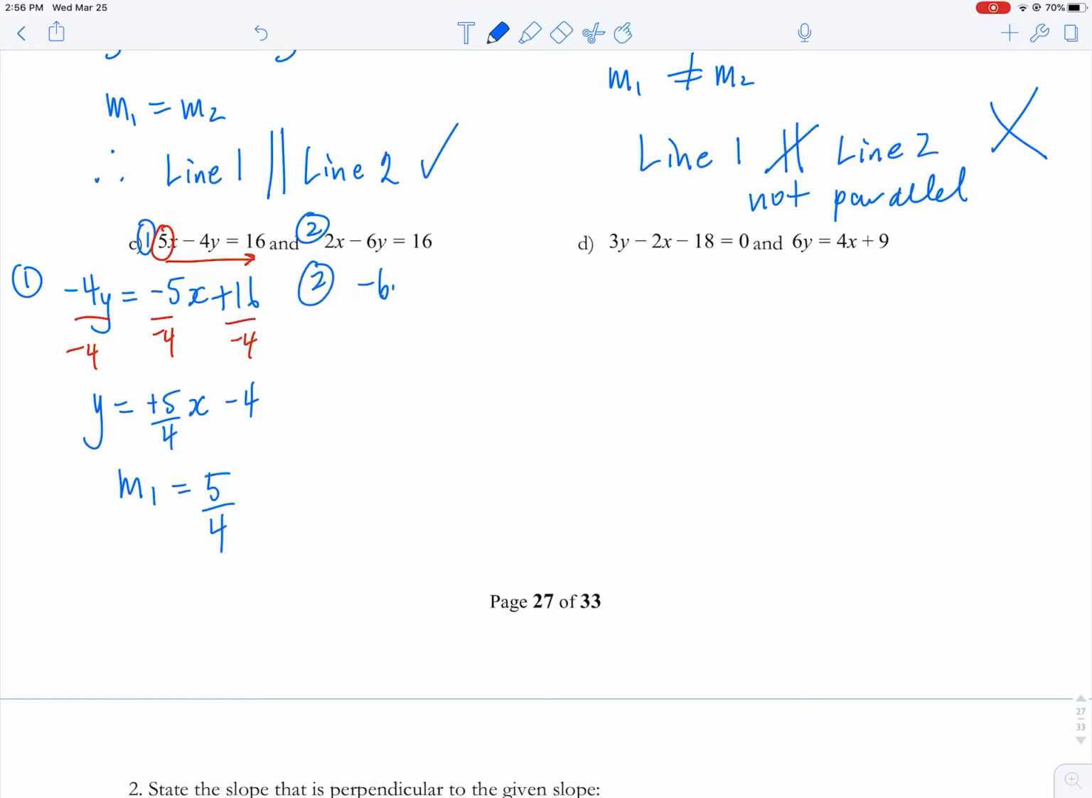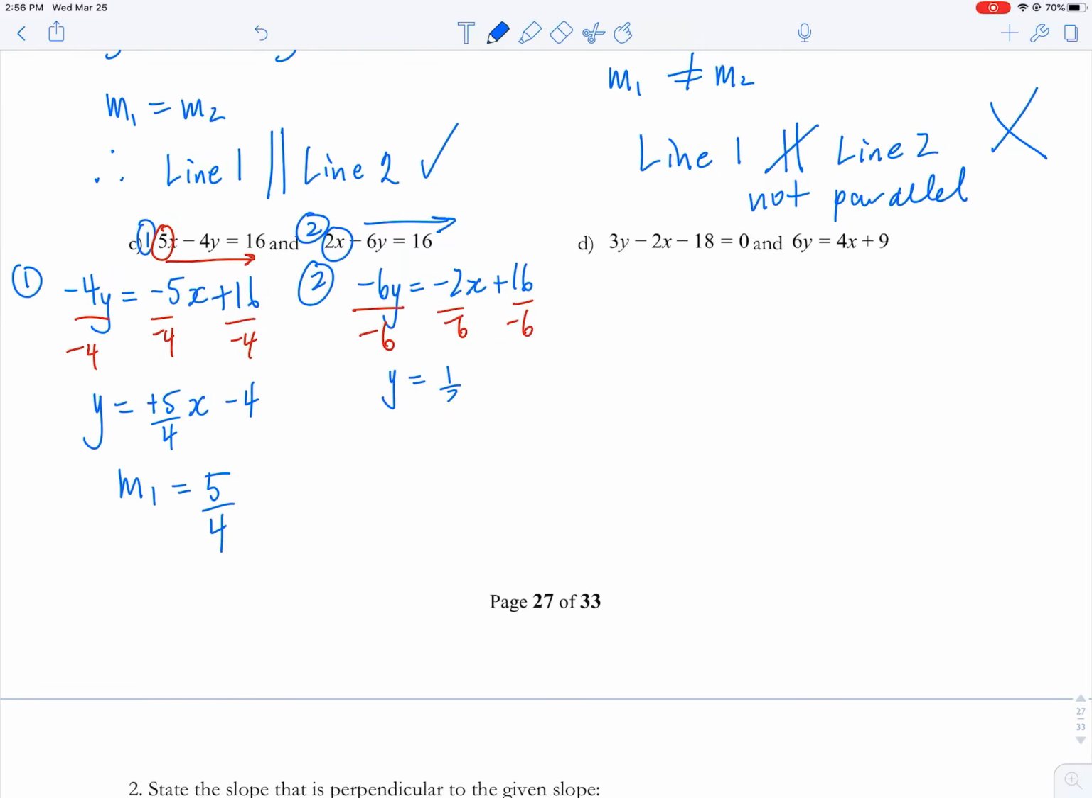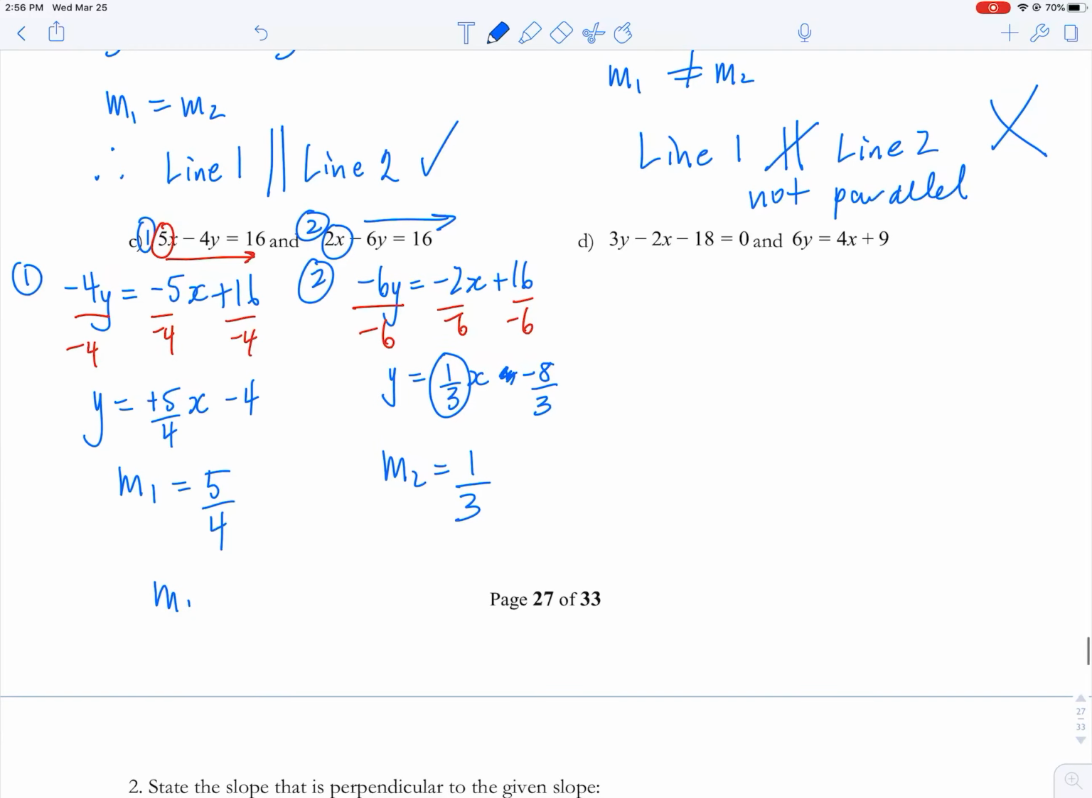For line 2, -6y stays where it is. 2x goes to the other side, so -2x plus 16. Divide everything by -6. And we get y equals 1/3 x minus 8 over 3. But all I care about is this number, because that's the slope of the second line, and the slope of my second line is 1/3. m1 does not equal m2. The slopes are not equal. Therefore, line 1 is not parallel to line 2.